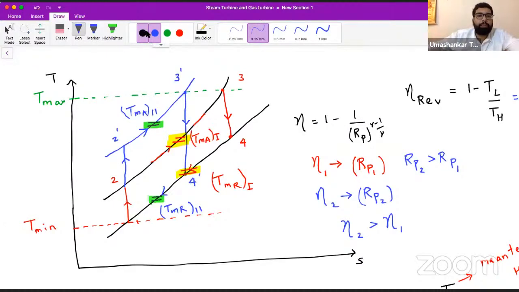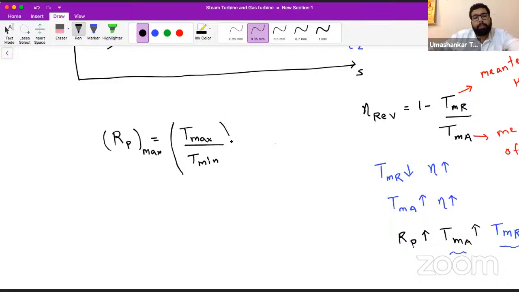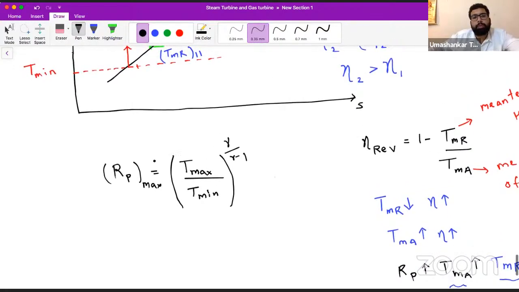But can you tell me by what amount we can increase this pressure ratio? By what amount? We can't increase this beyond this point. So this is the maximum possible pressure ratio we can have. Yes or no?